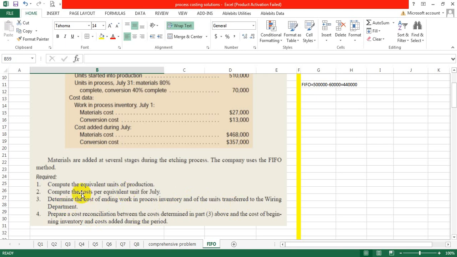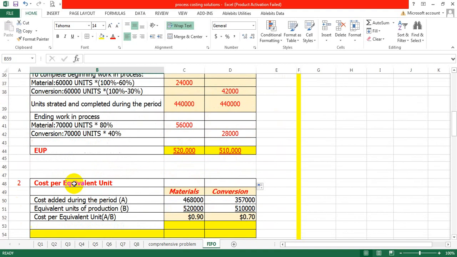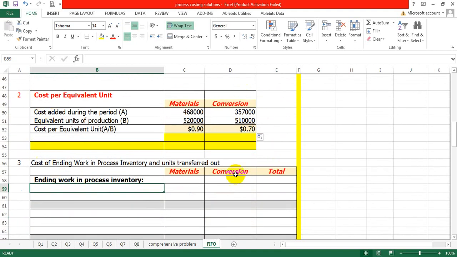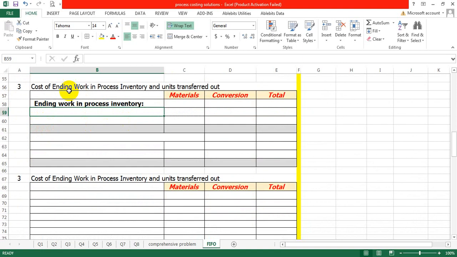Okay, we need to calculate two costs, right? First, the equivalent units of production and the cost per equivalent unit, two requirements we have done. Now my third requirement is the cost of ending work in process inventory and units transferred out. So first we will take the equivalent units of production for ending work in process.